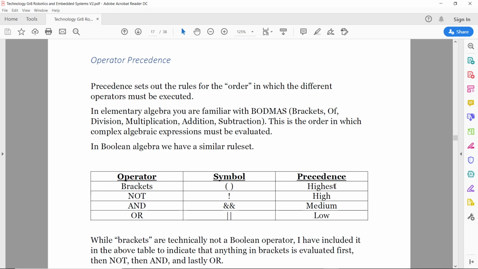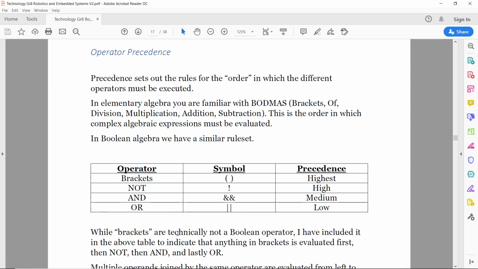Always, okay? Then if there are any nots, you do them next. Then you do any ands, and then you do any ors. So brackets are done first, then the nots, then the ands, and then the ors, okay? So like I say there, while brackets are technically not an operator, you do have to do them first. So I've put them in here.